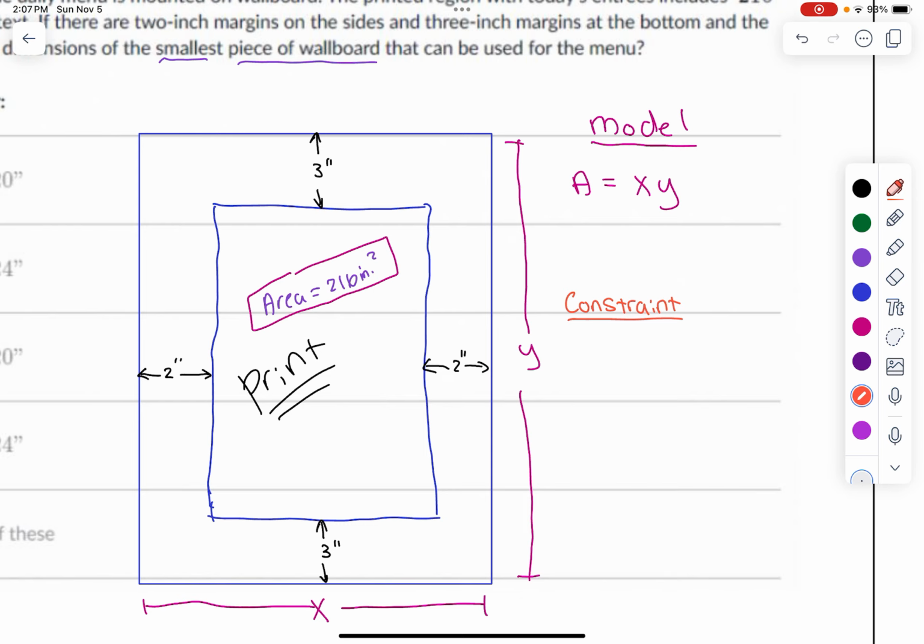So let's start working on expressions. What is the area of this rectangle as an expression? Well, that must be x minus 4, right? If you take off the two sides. And then the vertical side must be y minus 6. And so my constraint is that length times width has to be 216. So I have that x minus 4 times y minus 6 has to equal 216.